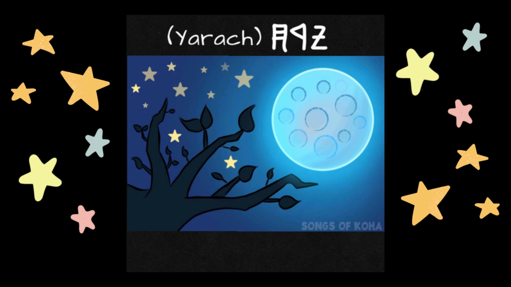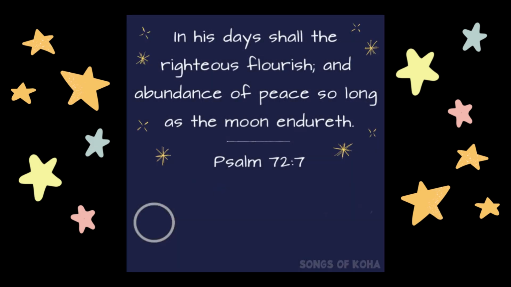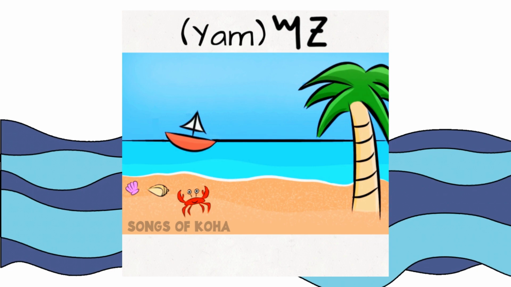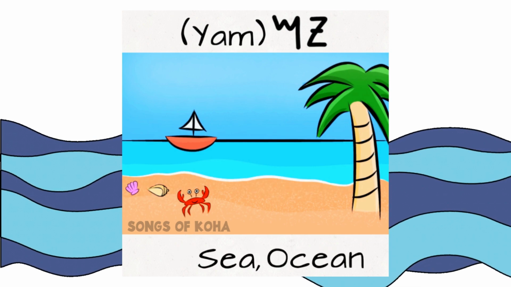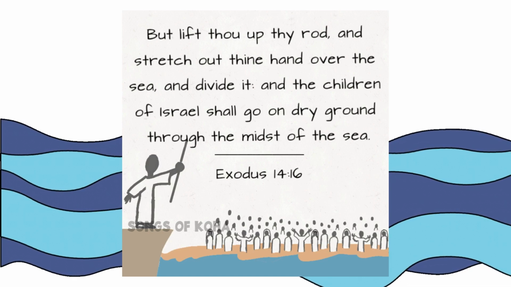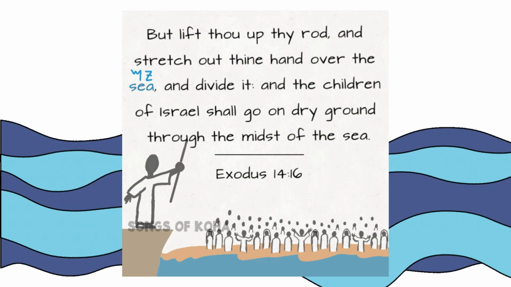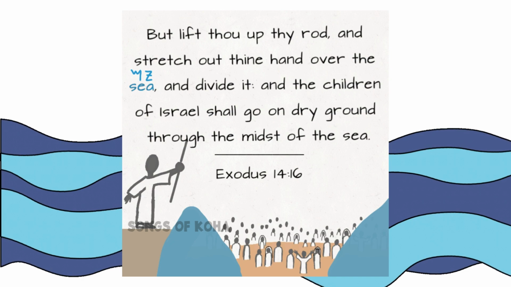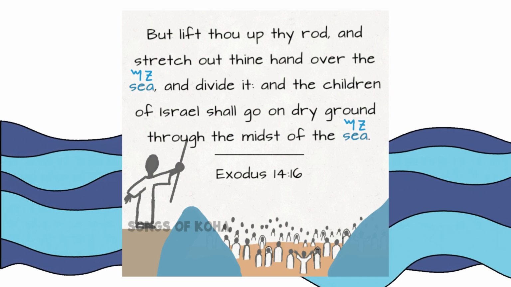Yarak, moon. In his days shall the righteous flourish, and abundance of peace, so long as the moon, Yarak, endureth. Psalm 72, verse 7. Yam, sea or ocean. But lift thou up thy rod, and stretch out thine hand over the sea, Yam, and divide it, and the children of Israel shall go on dry ground through the midst of the sea, Yam. Exodus chapter 14, verse 16.